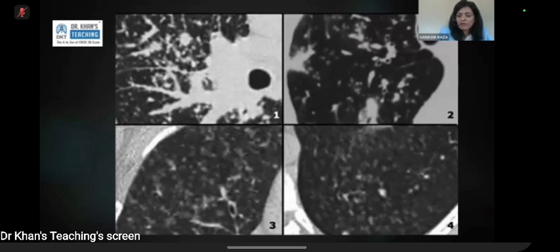So in this one, in number 4, you have ground glass centrilobular nodularity, and you have tree-in-bud nodularity. You can very easily call this as infection.